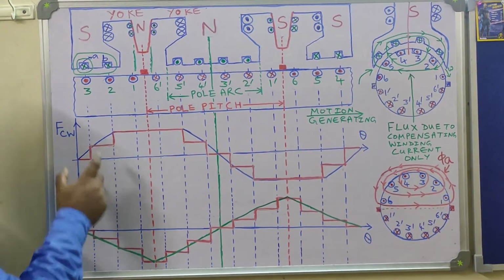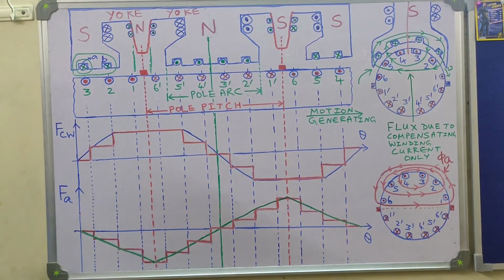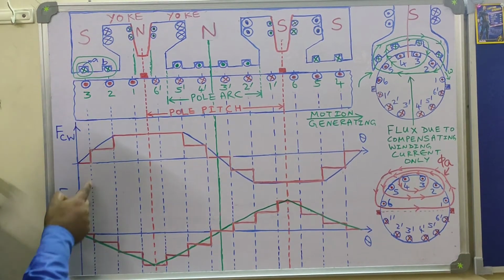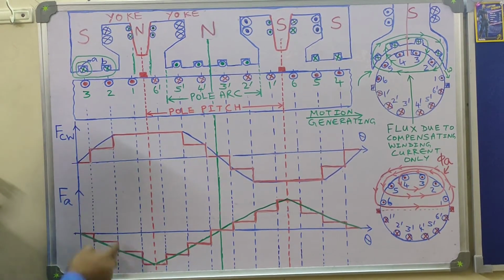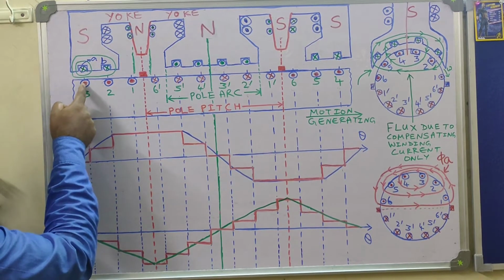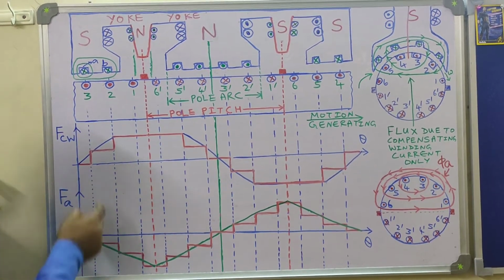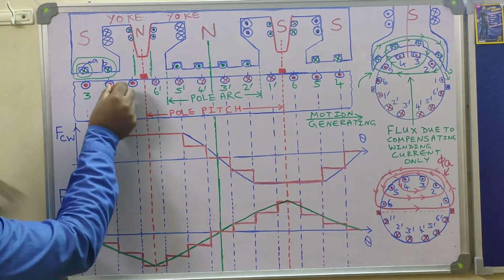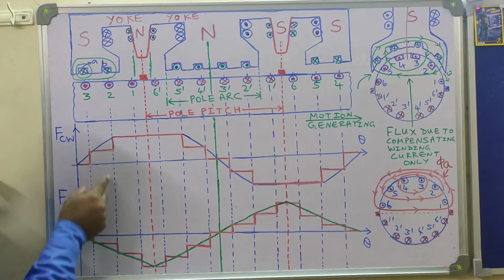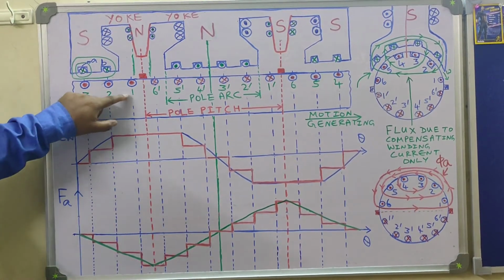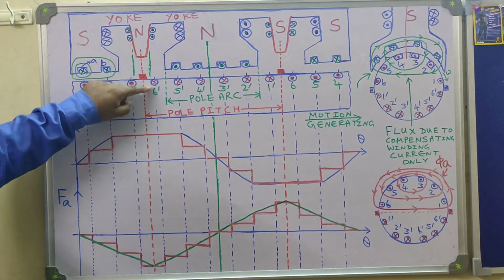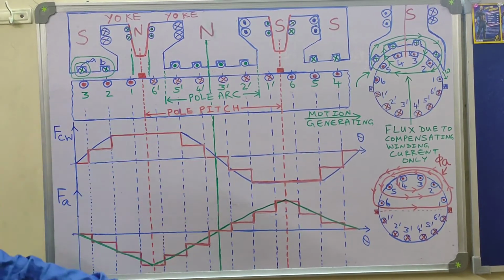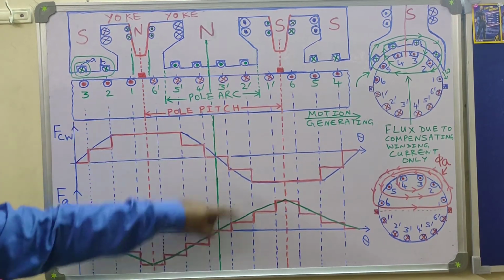For that purpose we have actually drawn, what you can look at here is that a dotted line is being drawn from the center of the slot. Like the slot number 3, the center of the slot number 3, you see there is a dotted line. Again, from the center of slot number 2 a dotted line is drawn. From the center of slot number 1 a dotted line is drawn. So we have drawn a dotted line from the center of the slot like this.